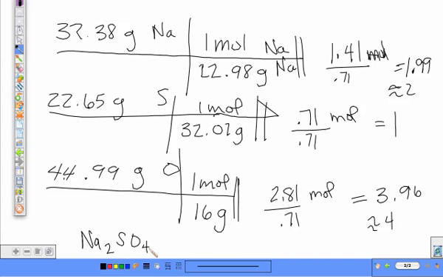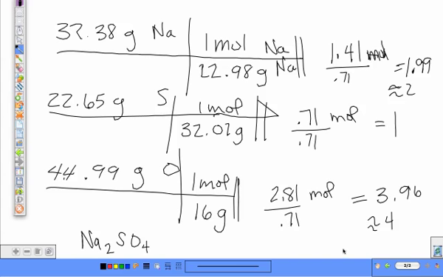The first step was when we took the percent and converted it into grams, so we got these numbers. Second step was we divided by grams to get our mole values. Third step, you divide by the smallest number of moles. And then you round, then we rounded.